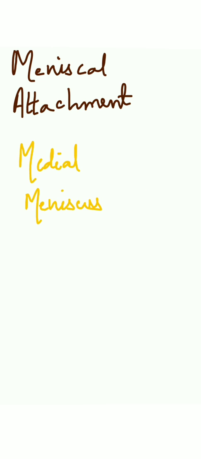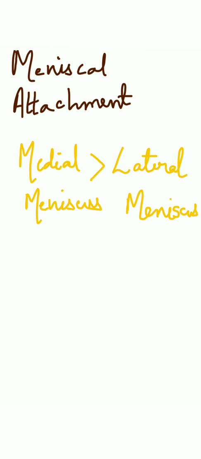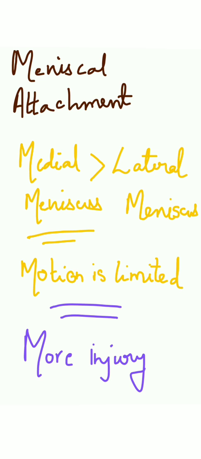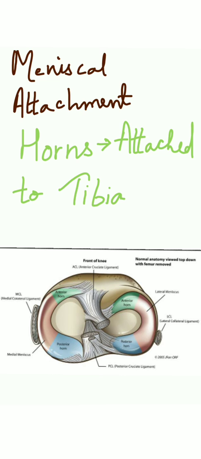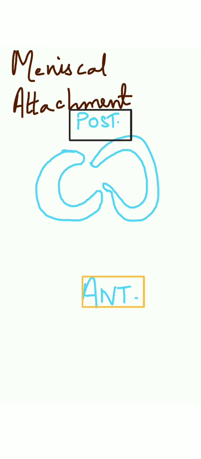The medial meniscus has greater restraints than the lateral meniscus, due to which its motion is limited and there are more chances of injury. The anterior and posterior ends of the meniscus are called horns. They attach firmly to the tibia below. These are the two menisci. This is the anterior side and this is the posterior side. Anteriorly, the two menisci are attached to each other by the transverse ligament.